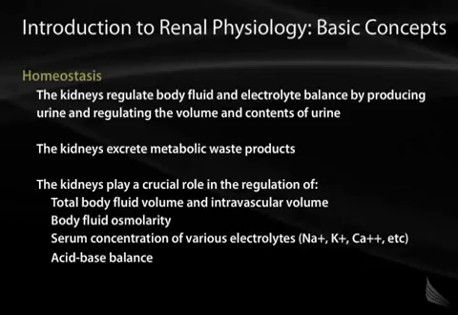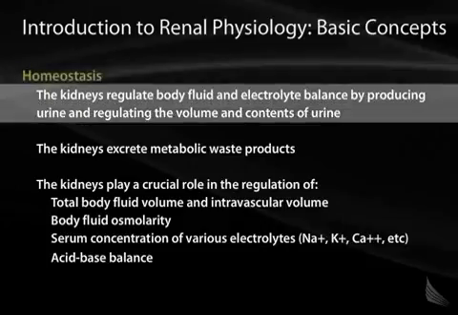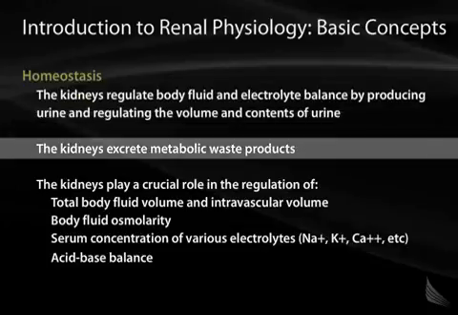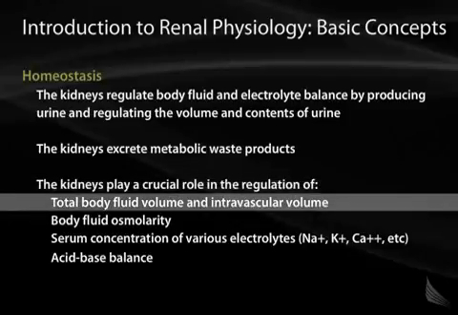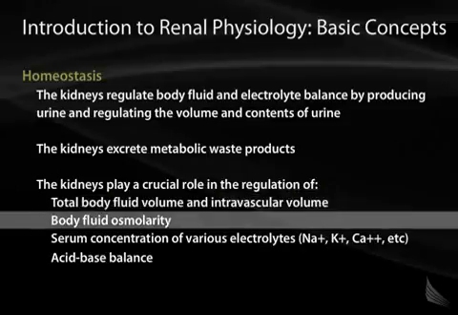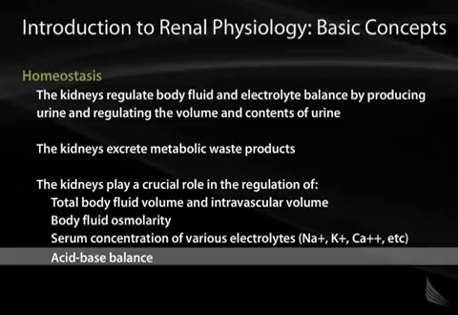Before going into the anatomy, let us start with some basic concepts. First is the concept of homeostasis. It's important to recognize that the kidneys regulate body fluid and electrolyte balance by producing urine and regulating the volume and contents of urine. The kidneys excrete metabolic waste products as well. And finally, the kidneys play a crucial role in the regulation of total body fluid volume and intravascular volume, body fluid osmolarity, serum concentration of various electrolytes, including sodium, potassium, calcium, phosphorus, etc., and acid-base balance.